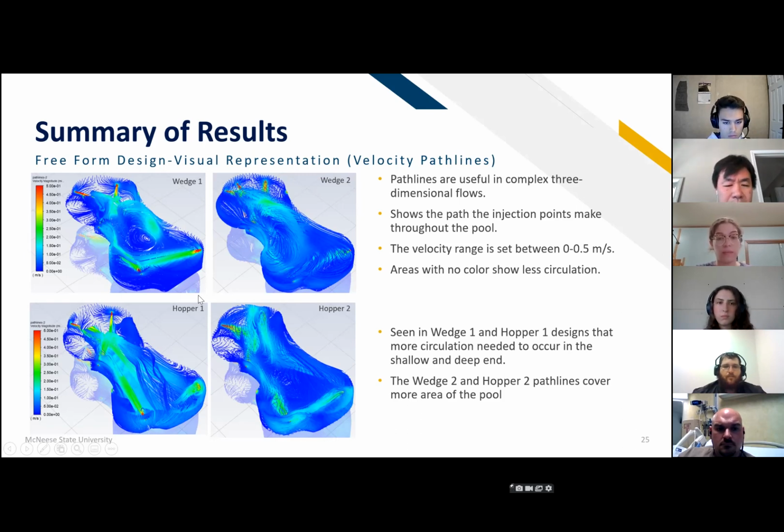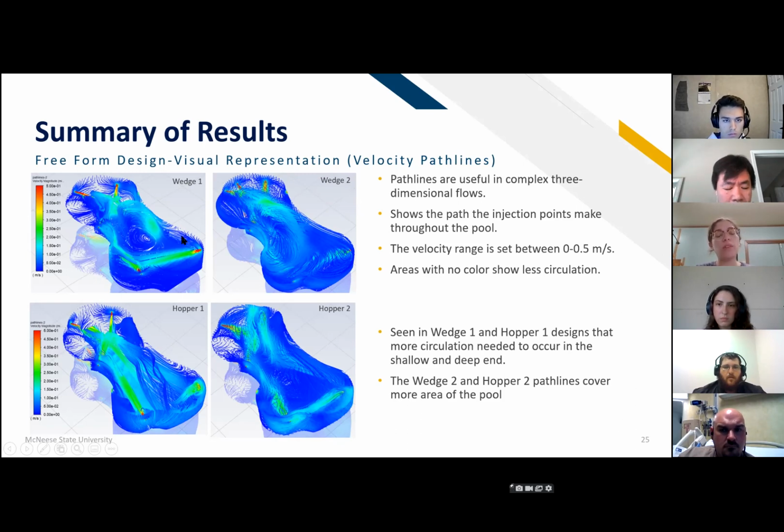So if you look over onto wedge 2 and hopper 2, you can see that the circulation definitely got better. There are still some spots that didn't get a lot of circulation in the steps for the hopper 2, but if you look at the wedge 2 design, you can see that the circulation is a lot better, especially throughout the steps, which is the whole reason why we put those injection points.